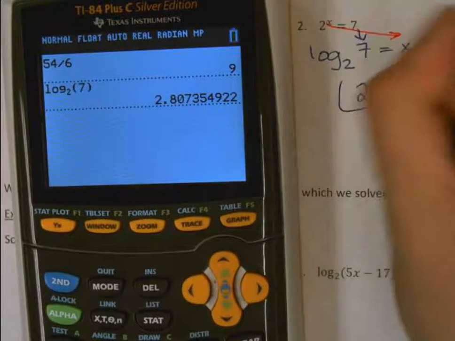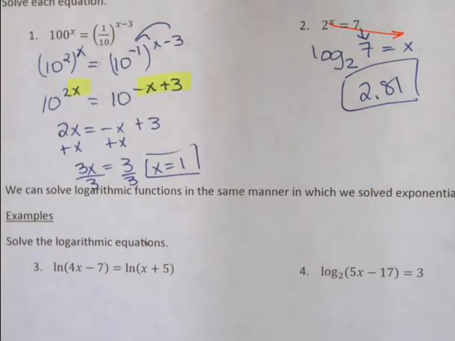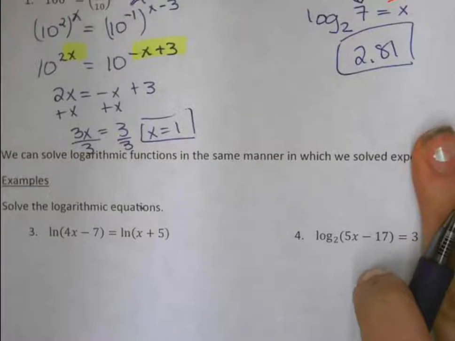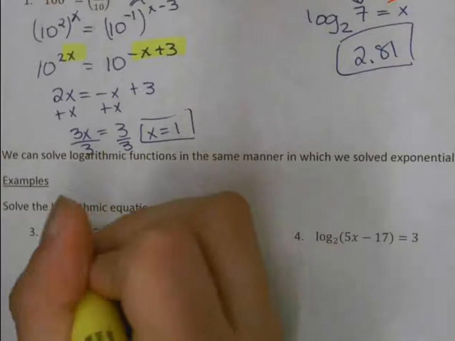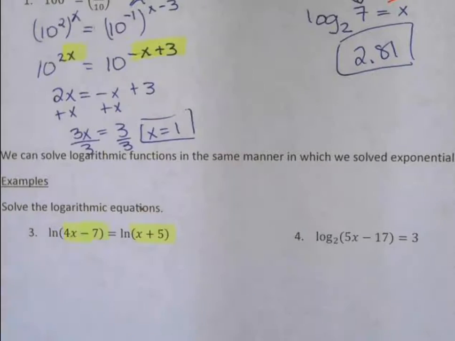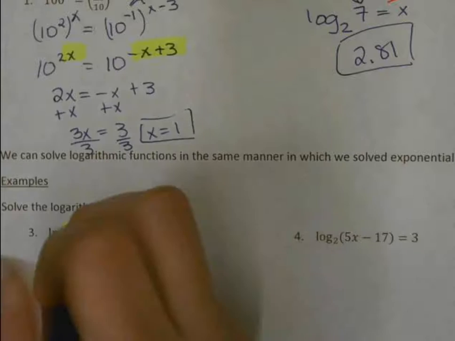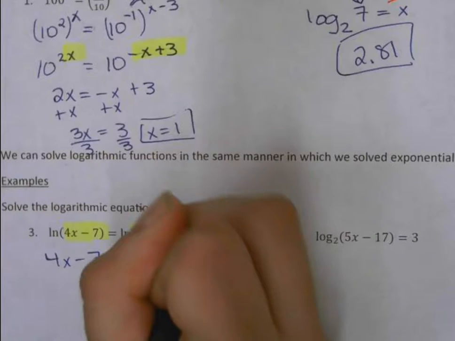Questions on number 2? Okay, so any ideas on how to solve number 3? That's what it means, but notice number 3 is very similar to number 1 in the fact that they're both ln's on both sides of the equation. So what I do is I actually just ignore the ln's, and then I set the two things inside the parentheses equal to each other. Yep.